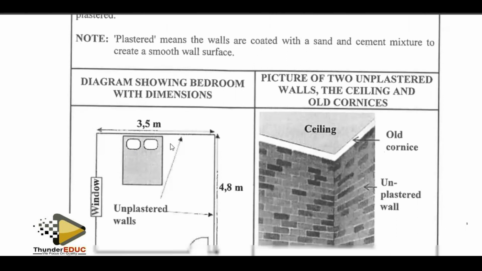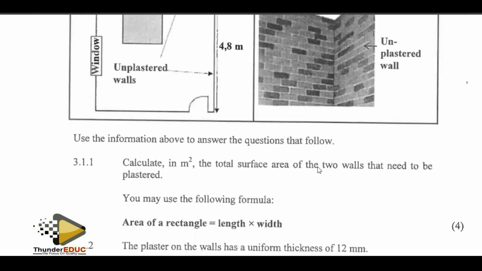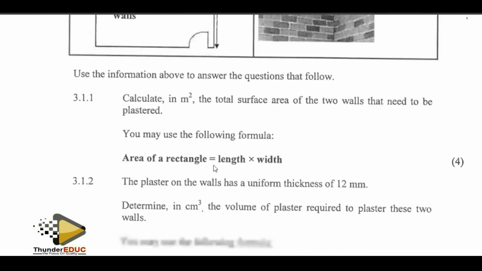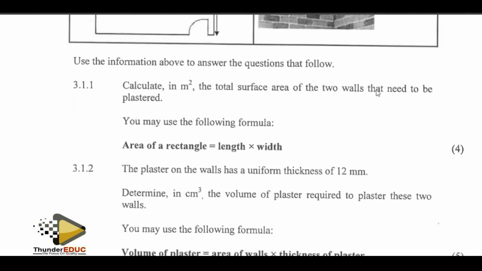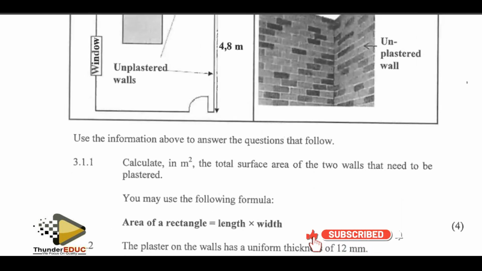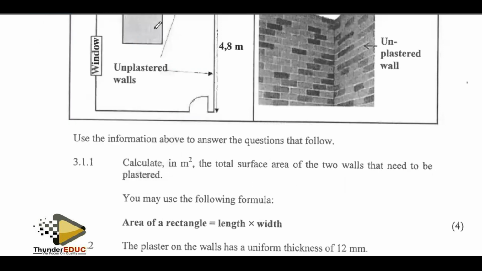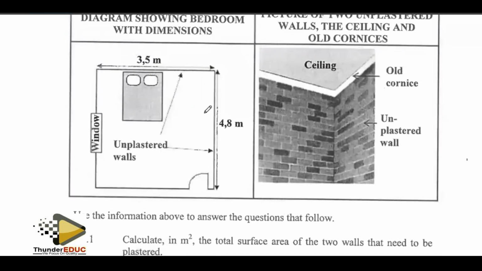All right, on the left-hand side, we have the diagram showing the bedroom with dimensions, and on the right-hand side, we see the picture. These are the walls that are missing. All right, the unplastered wall. They tell us, calculate in meters squared the total surface area of the 2 walls that will need to be plastered. Now, take note of here. The walls are shown in the small diagram, whereby we have this wall here, this wall here. This is wall 1, wall 2. Remember, we are looking at walls. We are not looking at the floor.